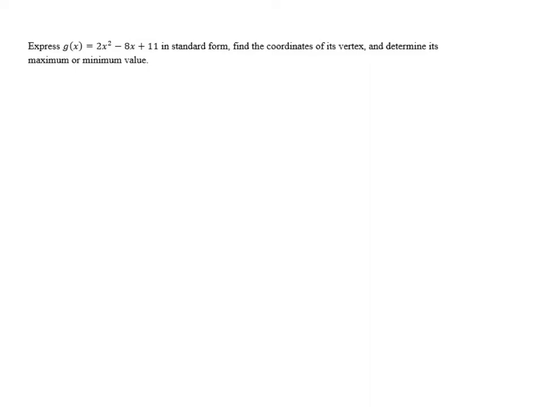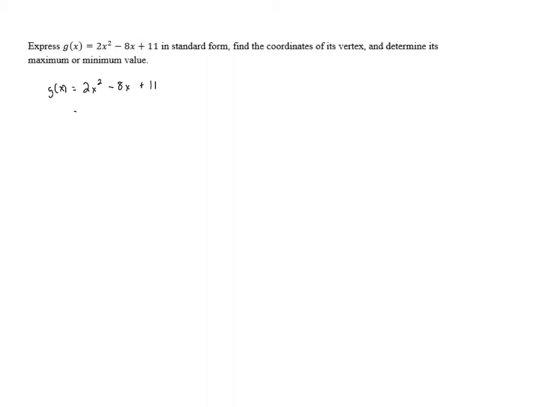Express g of x equals 2x squared minus 8x plus 11 in standard form. Find the coordinates of its vertex and determine its maximum or minimum value. Let's rewrite the function down here so that we can go through the process of completing the square and putting it in standard form.